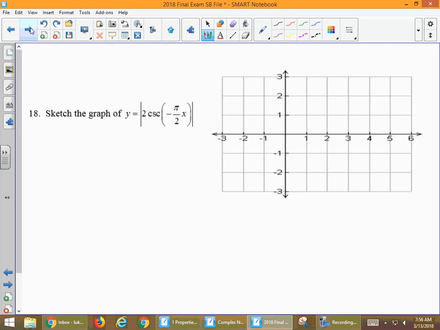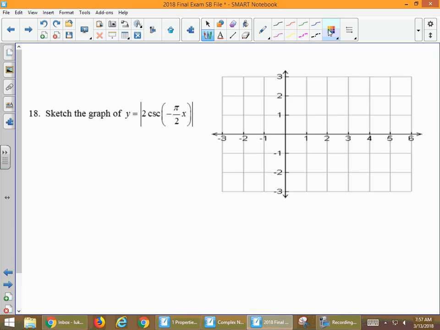2 more quick graphs. Ooh, an absolute value of a cosecant graph. All right, so absolute value takes everything that would be below our x-axis and bounces it above. So what I'm going to do is go ahead and do the same kind of transformations for cosecant as I did for secant. I'm going to dot in sine, and then we'll do our absolute value of our sine graph and then draw in cosecant.